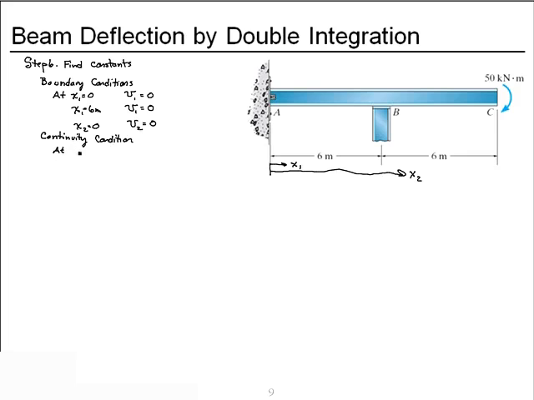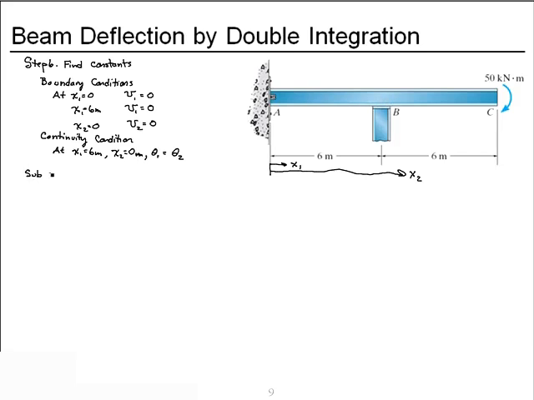And that comes where x1 and x2 meet up at point B. So at x1 equals 6 meters, x2 equals 0 meters, and we have that the slope calculated in the region of x1 has to equal the slope in region x2 because we're at the same point. Now let's use that information.